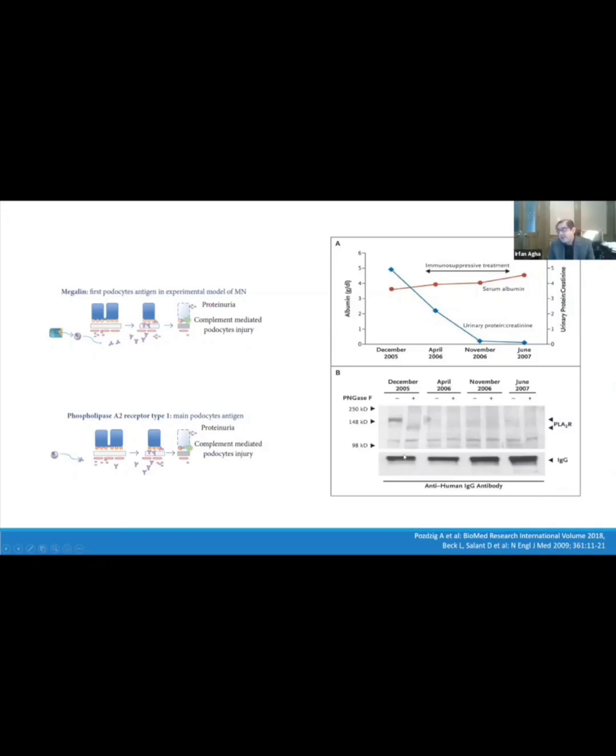Beck and Salant also noticed that once you treat it with steroids or other immunosuppressive agents, this molecule, this band that we were seeing, has gone away. And just as the urinary protein-creatinine ratio has come down, so with remission, it looks like the PLA2R antibody level in the blood goes down.